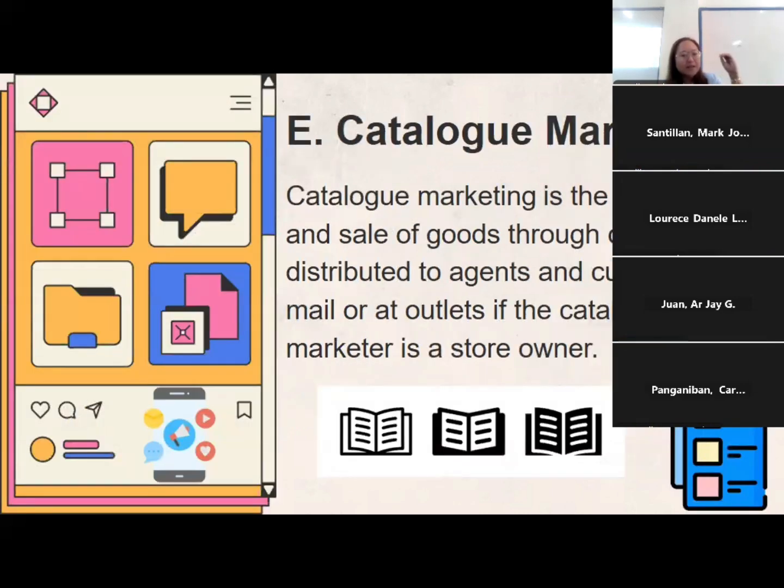It involves selling the products through catalogs that are mailed to customers or available at a physical store. Customers browse the catalog because they want to choose the items and either place an order by mail or visit a store to pick up their purchase. Catalog marketing offers the convenience of shopping from home, actually, and can include benefits like credit options.